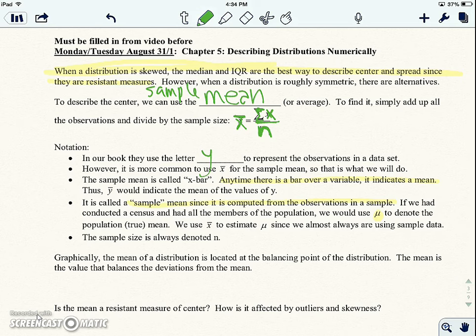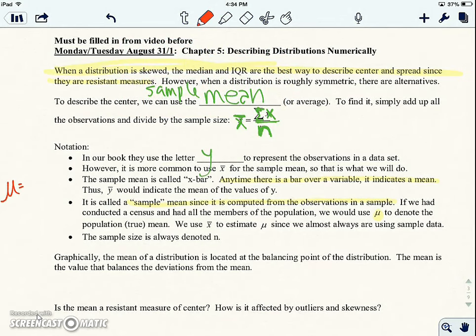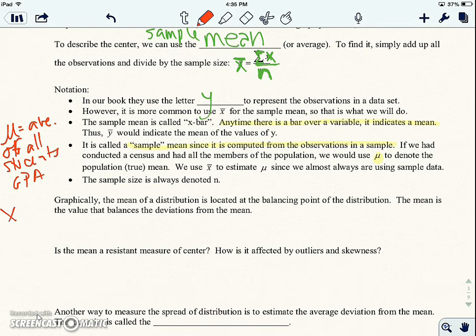So mu would be the average of all students' GPA. But that's really hard to do. Instead, I could just poll a few of my classes and take that average, and that would be x bar. So that would be from a sample of students' GPA. Okay.